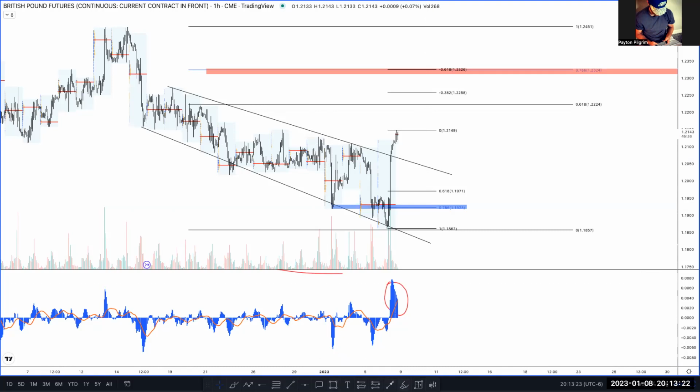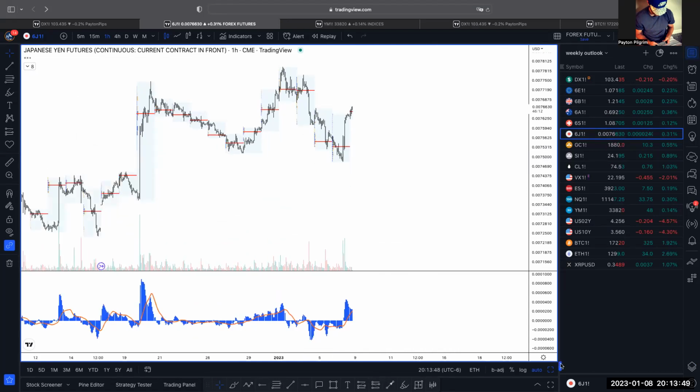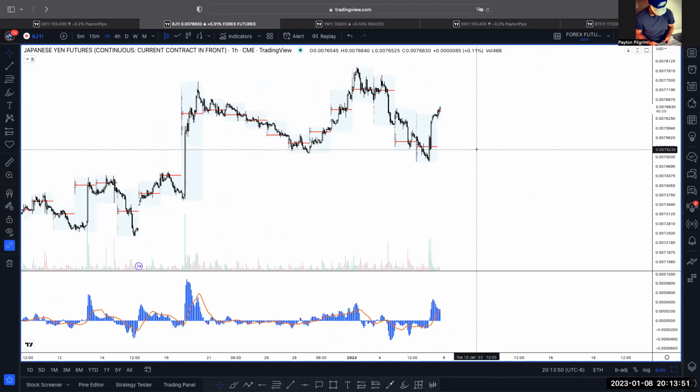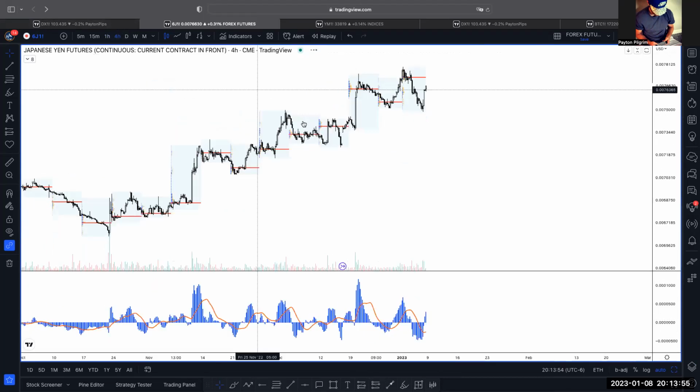We do also have an inverted head and shoulders right here if it comes down into there, with this being the neckline. So we would like to see this happen. And then if we get a bullish pound and then we get a bearish yen, that will be a very good opportunity to buy GJ. But let's look at the JPY.